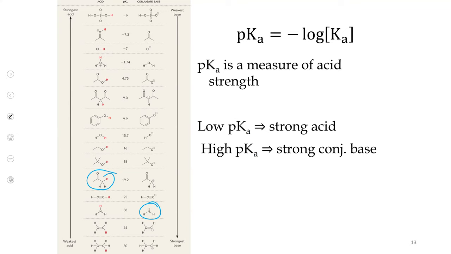So high pKa means a strong conjugate base. It's a very good base once it's deprotonated. Low pKa means it's a strong acid when it's protonated. And the opposite of these is also true. If it's a low pKa, it's a strong acid, and the conjugate base is a very weak base. If it's a high pKa, the conjugate base is a really strong base, but the protonated form is a really weak acid.